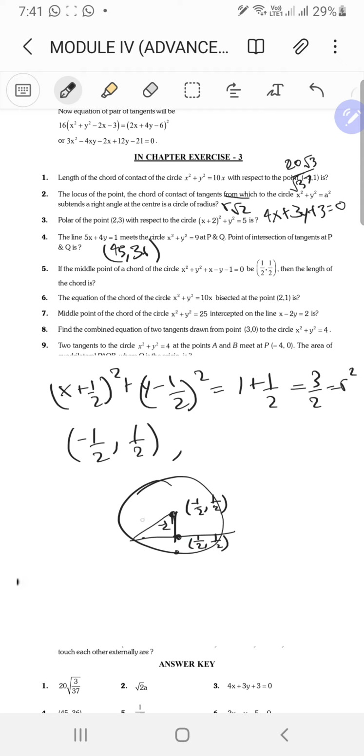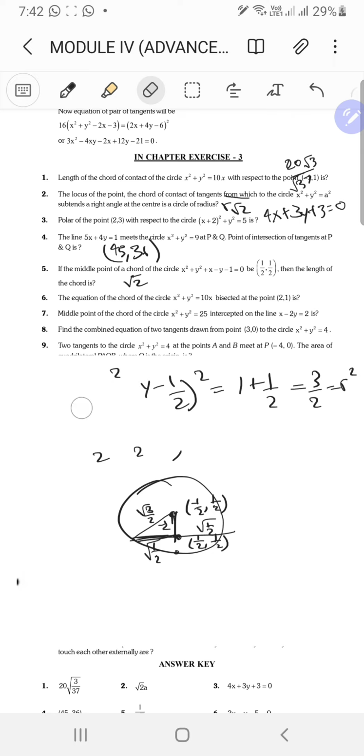The radius is square root of 3 by 2. So what's the length of the chord? So this distance, that's going to be 3 by 2 minus 1, which is 1 by 2, so the square root of that. So this is also square root of 1 by 2 by symmetry. So 2 times square root 1 by 2, that is square root 2. That should be the answer.